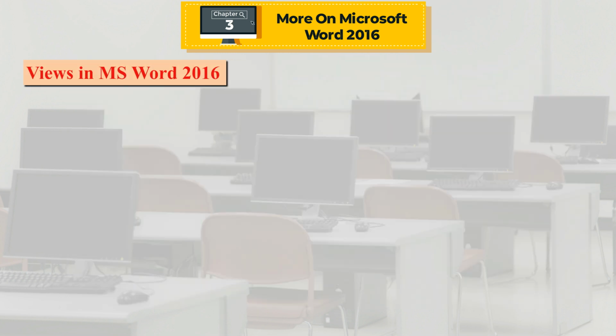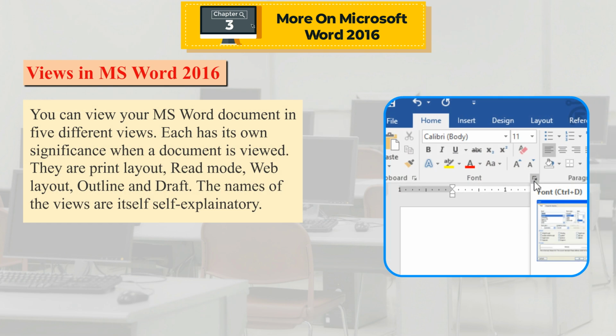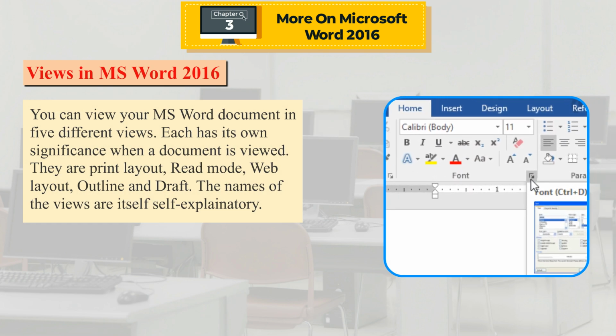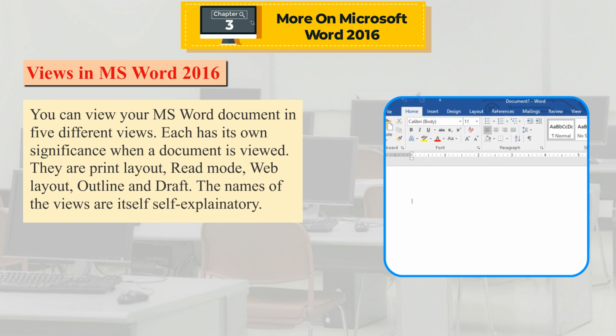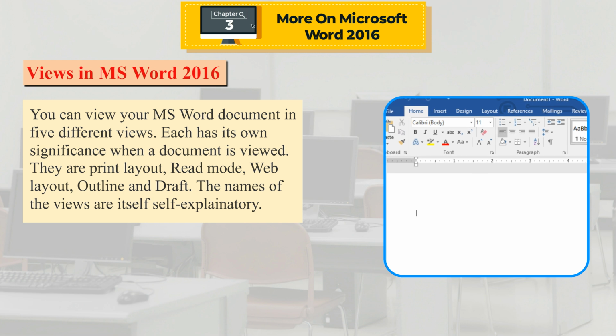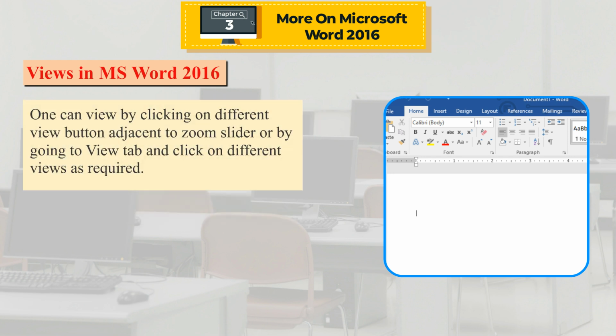View in MS Word 2016. You can view your MS Word document in 5 different views. Each has its own significance when a document is viewed. They are Print Layout, Read Mode, Web Layout, Outline, and Draft. The names of the views are itself self-explanatory. One can view by clicking on different view button adjacent to Zoom slider or by going to View tab and click on different views as required.